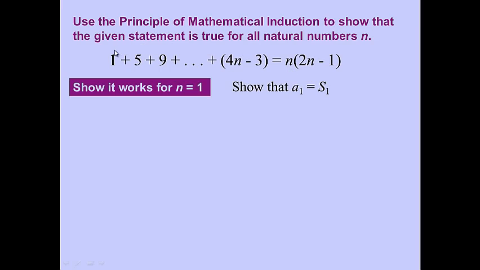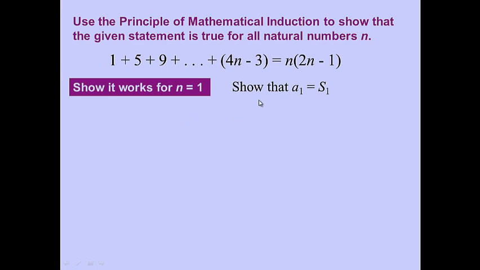Now let's just stop for a second, first of all, and convince ourselves that it even works at all here. So let's just add up the first three terms. 1 plus 5 plus 9 is 15. That's the sum of three terms. So this should be s sub 3. So if I put in 3 for n, I get 3 times 6 minus 1. 3 times 5 is 15. That's the sum of the first three terms. So it appears to work.